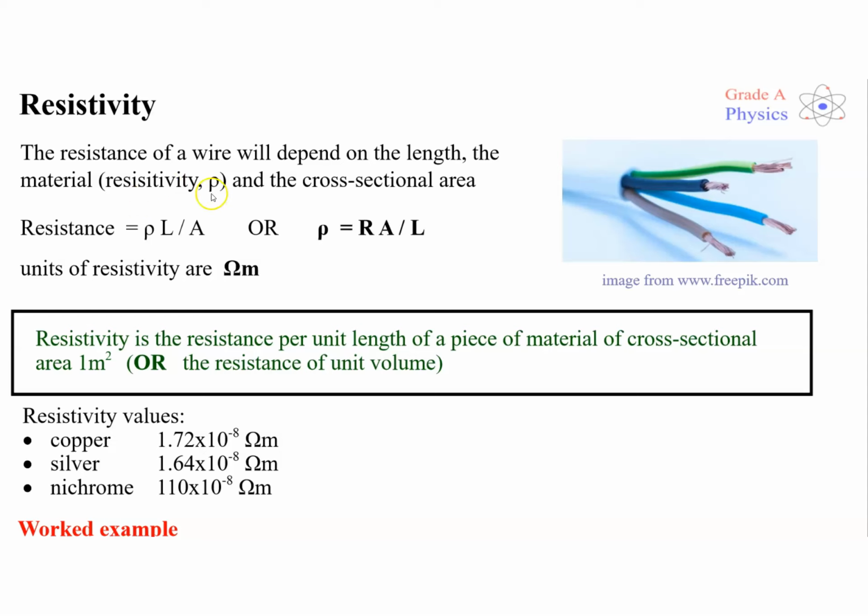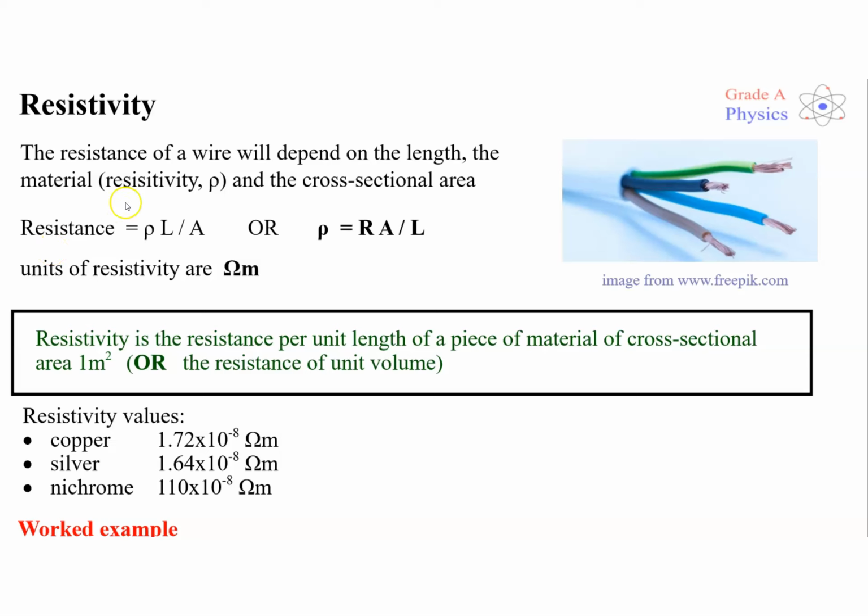So the symbol we use is this rho, curly p, called resistivity. The units are ohm meters, not ohms per meter, ohm meters. And if we go back to this idea here, the resistance we already know is related to the length.